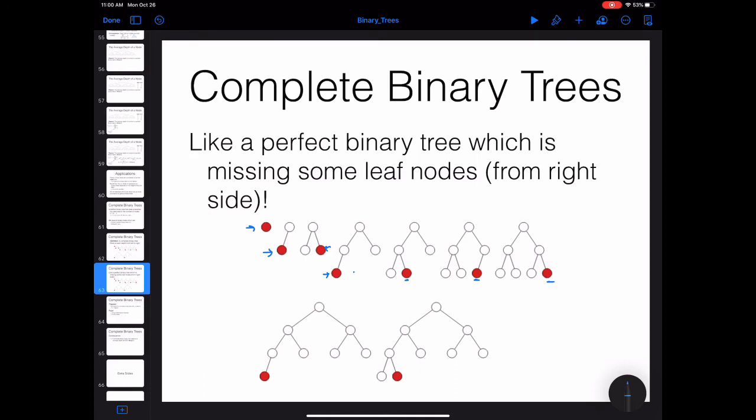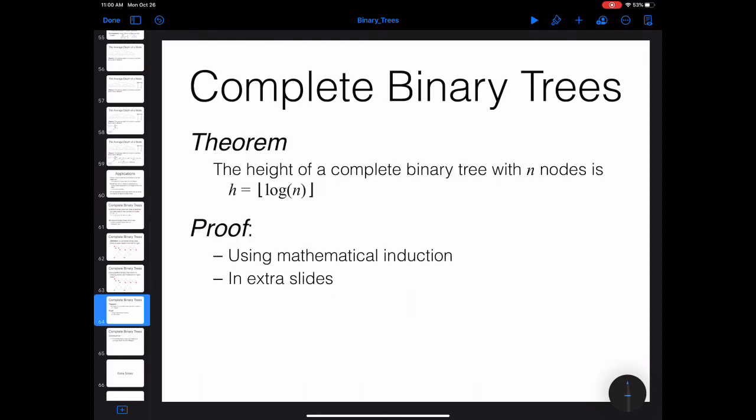But the nice thing about a complete binary tree is that although this is not perfect, I can still prove that the height of a complete binary tree with n nodes is going to be the floor of log of n. So at the end, I can write the height of a complete binary tree as theta of log of n. And this is something that we care about.